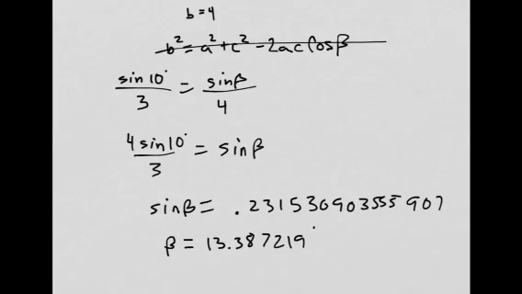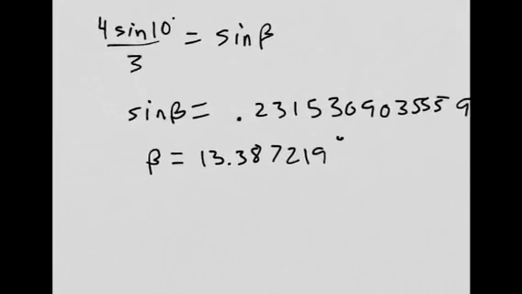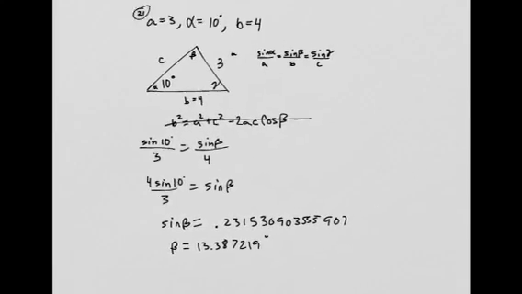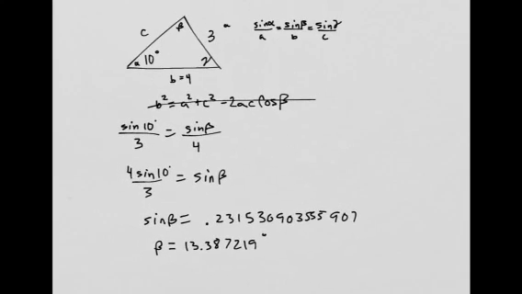13.387219 something degrees. Now normally I wouldn't write that many decimal places, but I might have to use this again. So it's good to write out more decimal places. That way I don't have any rounding errors. Alright, so I have my beta.